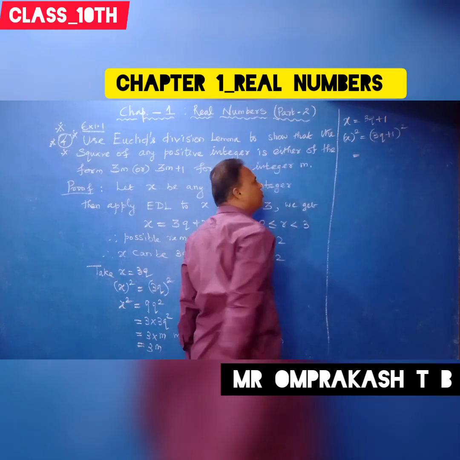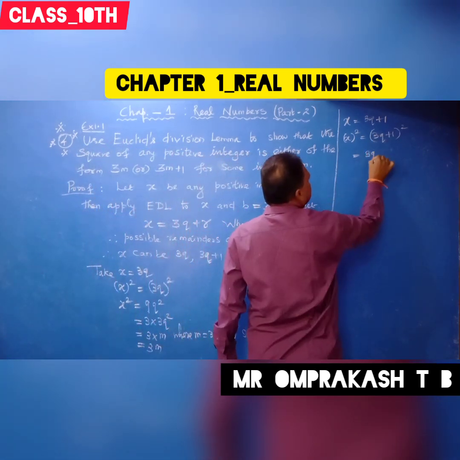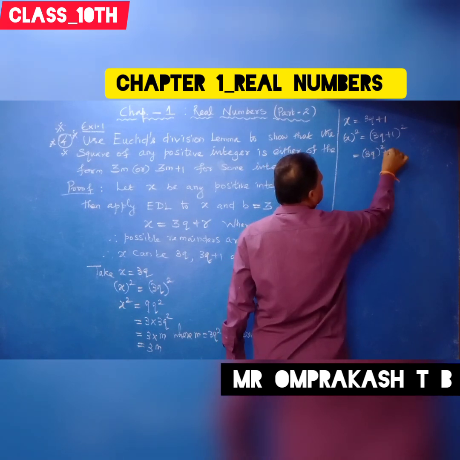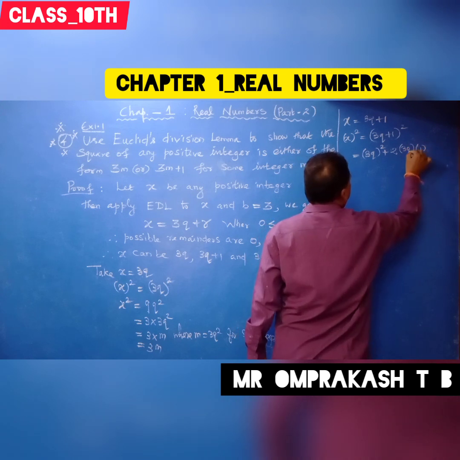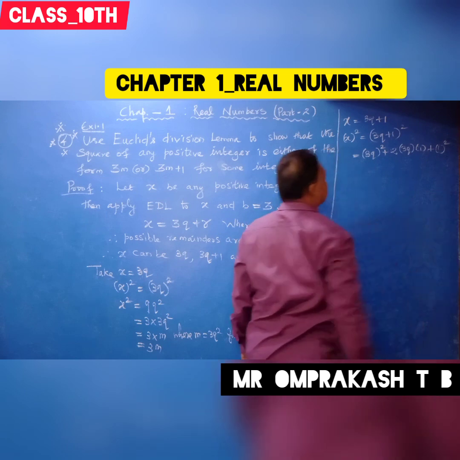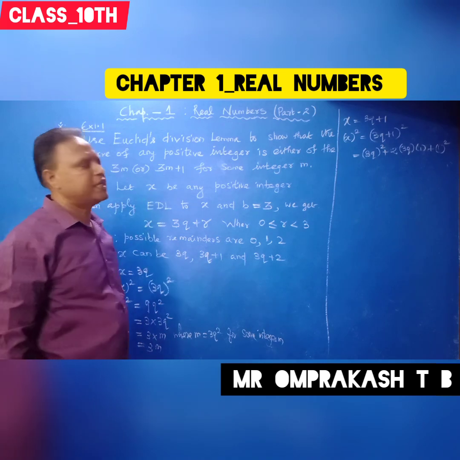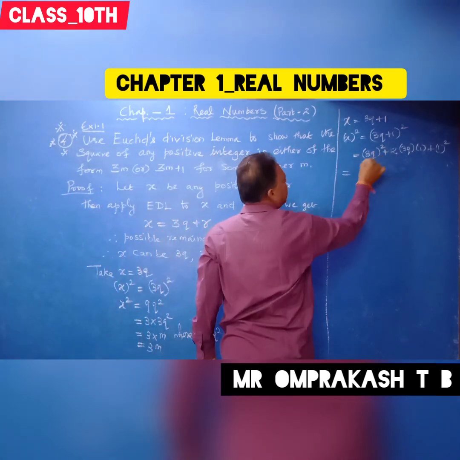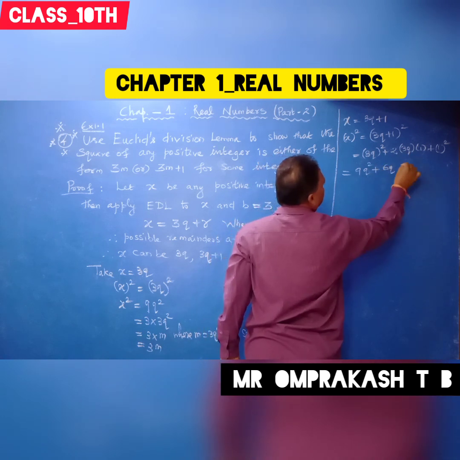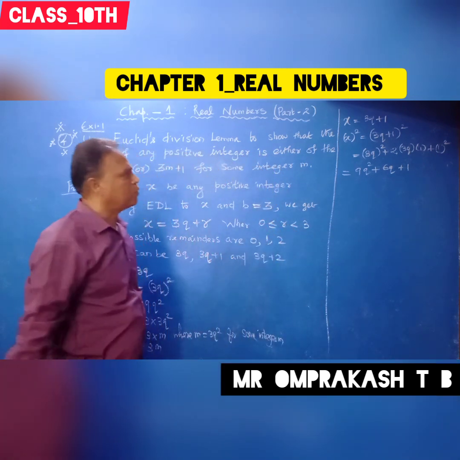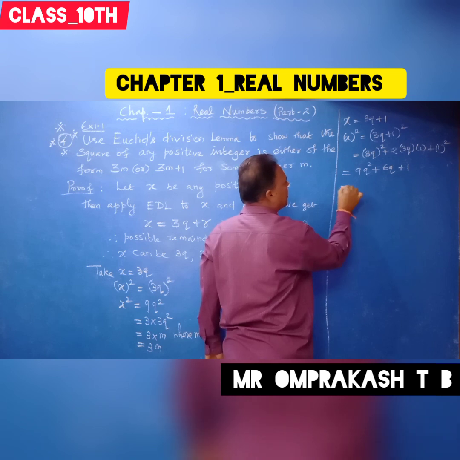Now the a plus b whole square formula. So a square, that is 3q the whole square, plus 2 into 3q into 1 plus 1 square. Here I just applied a plus b whole square is a square plus 2ab plus b square. Okay, now simplify. So 9q squared plus 2 into 3, 6q, plus 1. Now you see the first two terms, what is the common factor here?